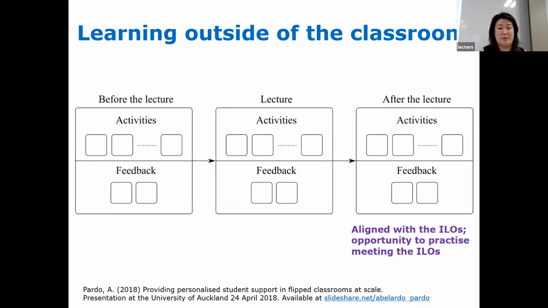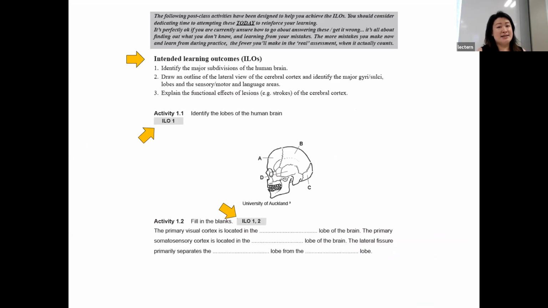So that's what I'm going to talk about next. This is a snapshot from our course guide. At the top, you can see a grey box explaining to students these are post-class activities that have been designed to help them achieve the learning outcomes for the lesson.